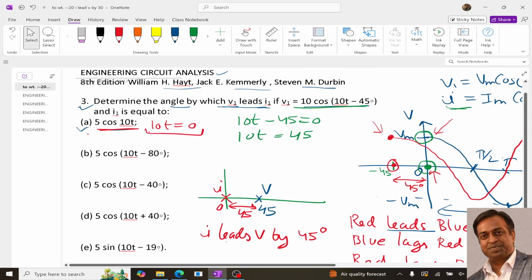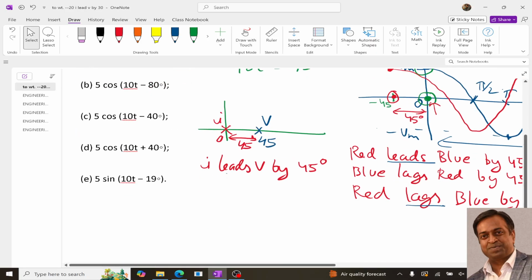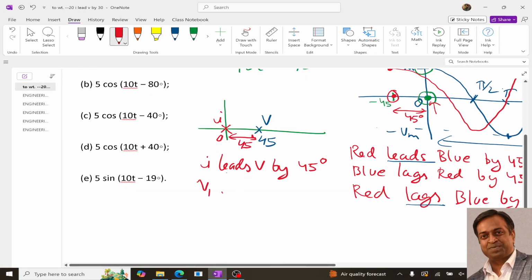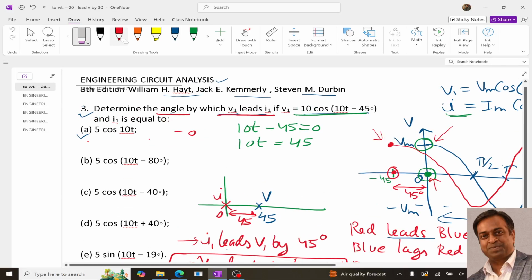But the question is asking that we need to determine the angle by which v1 leads i1. So we need to write that v1 leads i1 by what angle? Since in actual i1 is leading, if we are writing that v1 leads, then simply we put a minus sign, so it is minus 45 degree. So this is the answer to the first question. For the first question, the answer is minus 45 degree.